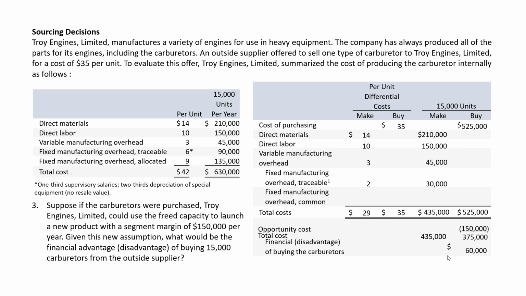So in this situation, if we can free up capacity and earn an extra $150,000, knowing no other difference in quality and those types of things, we would proceed with buying the carburetors from the outside supplier.